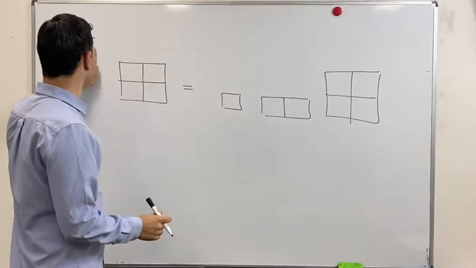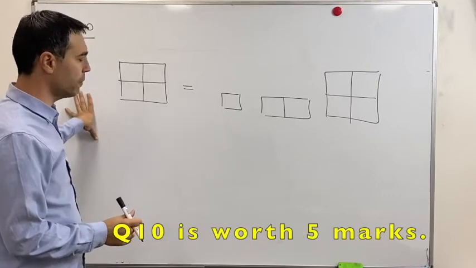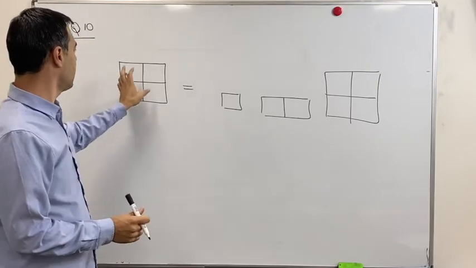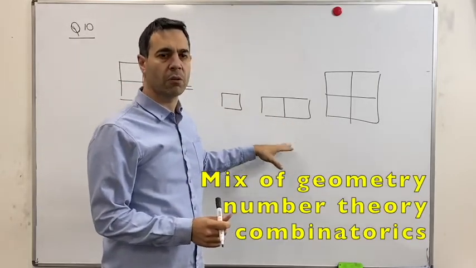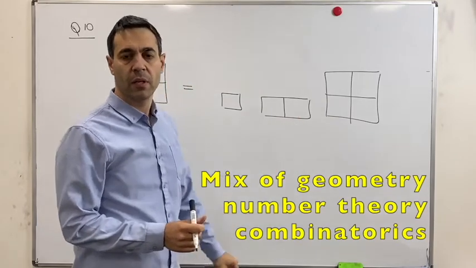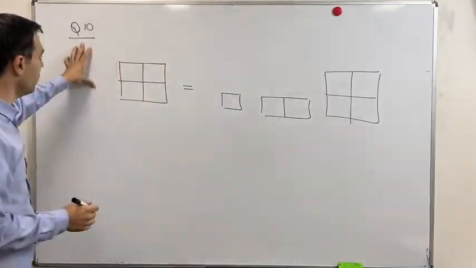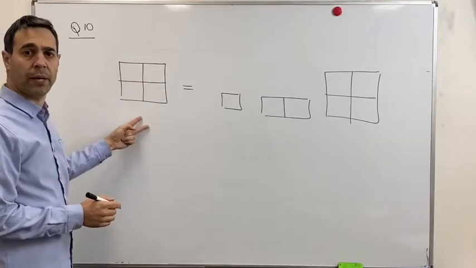Now we're going to go over question number 10. Basically, it's a combination of a very, very small part geometry, and then maybe most of it we can call it number theory, and maybe again a little bit of combinatorics. Now the question says, consider this 2x2 square.